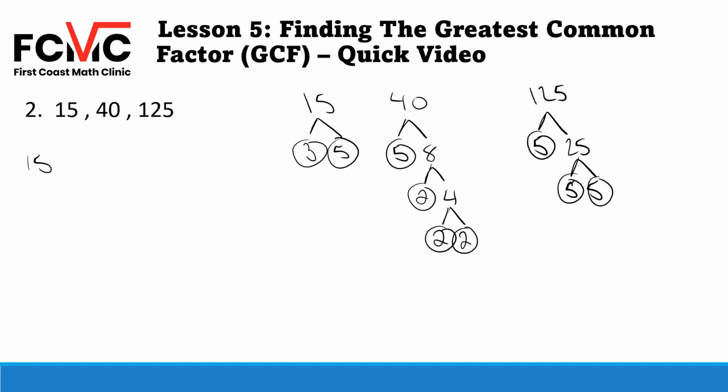So our factors for 15 are going to be 3 times 5. For 40 are going to be 5 times 8. And for 125 are going to be 5 times 25. So our GCF, greatest common factor.